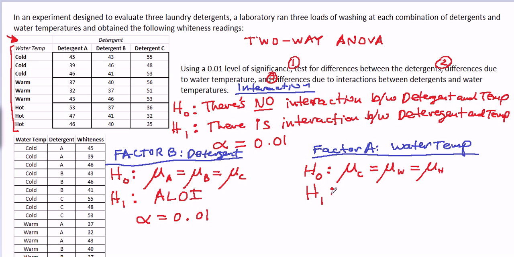Versus the alternative, which is that at least one of these pairs up here is different. It is not equal, is unequal. Okay, so they're not all the same. Alpha 0.01 again, that's again coming from up here, the level of significance. Okay, so this is the setup for performing a two-way ANOVA. It amounts to 3 separate hypothesis tests. You should understand exactly what each of these hypothesis tests is trying to do in words, as well as symbolically how I've written it here.